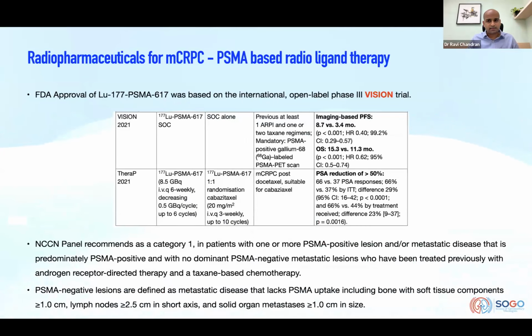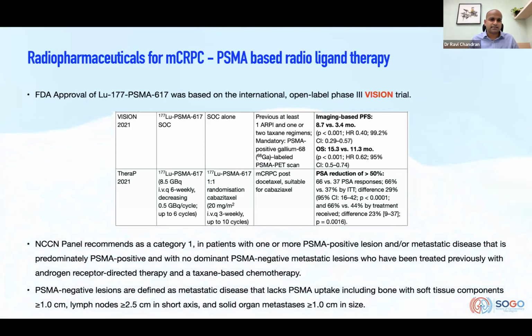Well, there have been 2 trials which have been key in bringing lutetium PSMA into the mainstream. One is the VISION trial published in 2021, wherein lutetium PSMA along with the standard of care was compared with standard of care alone. And as we can see here, imaging-based progression-free survival was better, and so is overall survival. This overall survival data is where we get convinced that this is one option which can really alter the natural history of metastatic CRPC patients. Both these trials were predominantly done in patients with PSMA positive metastatic lesions with limited evidence, if at all, of a PSMA negative lesion.